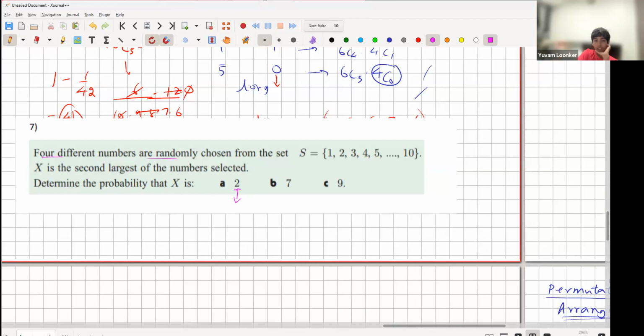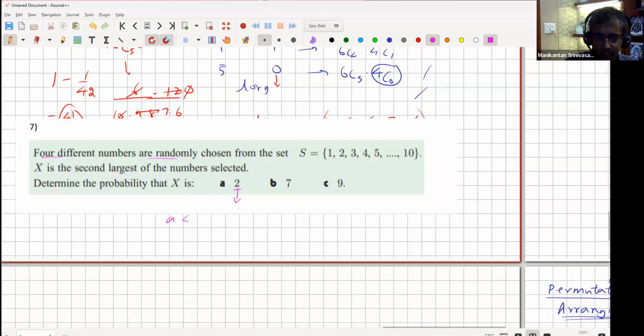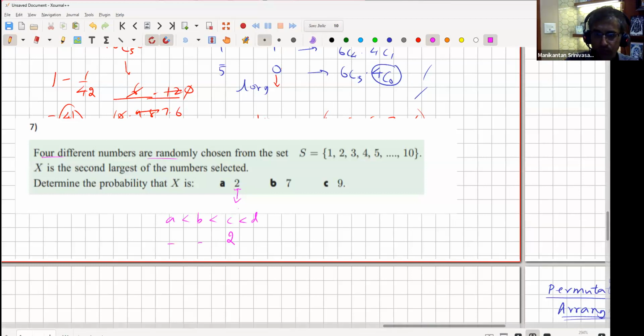Yeah, Yuvam. The probability is not possible because... Exactly. That's exactly what I was asking him, right? So if it's 2, which means there are 4 numbers, A, B, C, D, 4 numbers selected. If this is 2, then we need 2 numbers below 2, which we don't have. So this probability is 0. Agreed? Okay. Yeah, this does make sense.